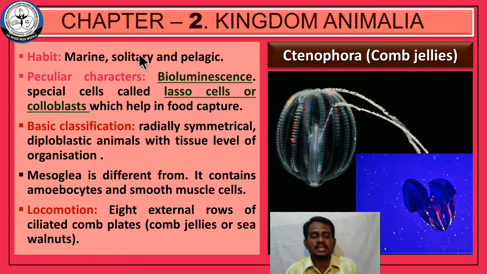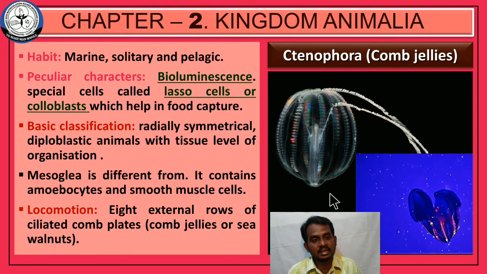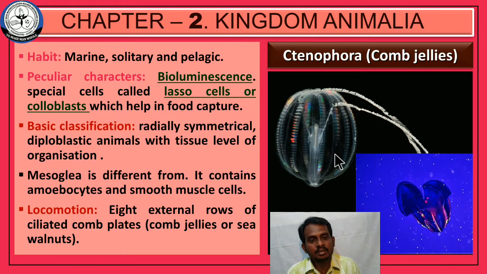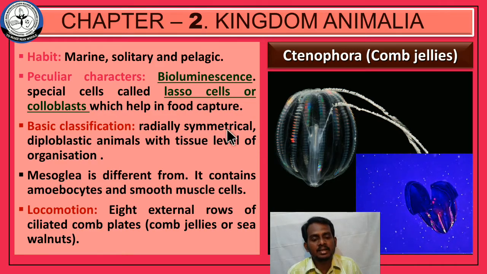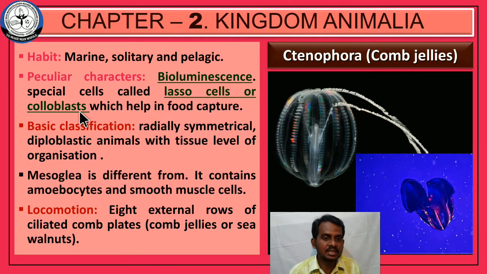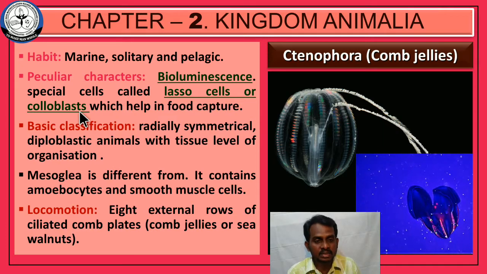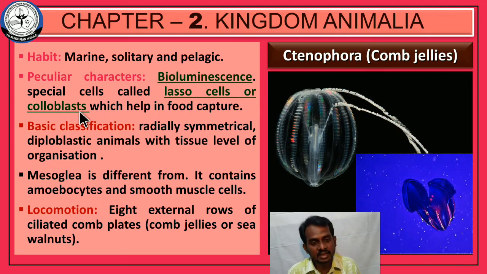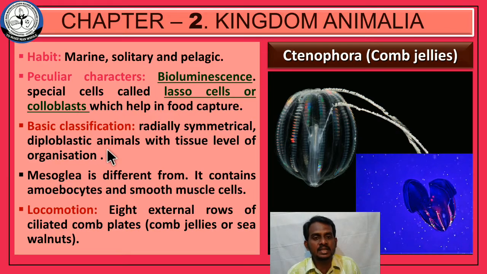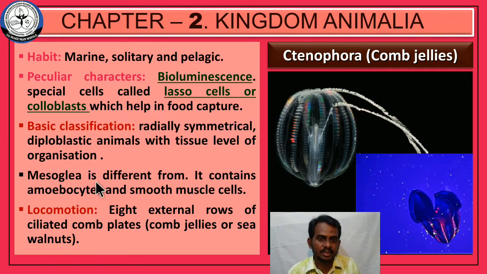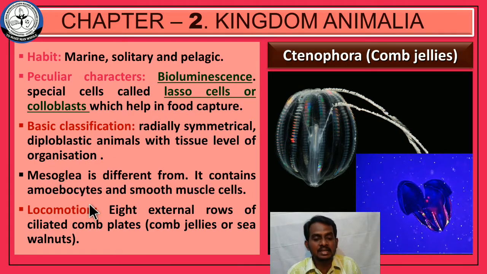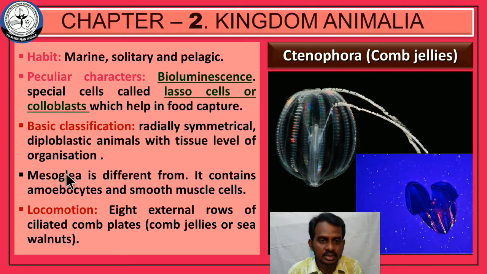Okay. And basic classification. What is the basic classification? The animal is circular, so it is a radially symmetrical animal, diploblastic animal and tissue level of organization. If you have any doubt regarding the basic level of classification, kindly refer to the table which was given in the previous class. So basic classification: radial symmetry, diploblastic and tissue level of organization. And one more thing, the mesoglea differentiates. It contains amoebocytes and also smooth cells.